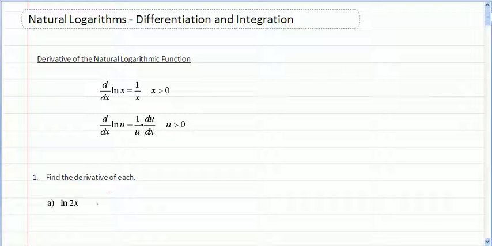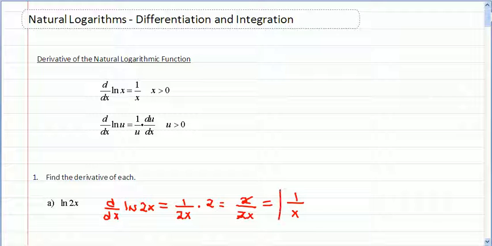So for number 1, find the derivative of each. Part A, the ln of 2x. So I start by taking the derivative of the ln of 2x, which is 1 over 2x. But then I have to multiply it by the derivative of 2x, which is 2. So when I times this by 2, I get 2 over 2x. The 2's cancel, and so my answer is 1 over x.